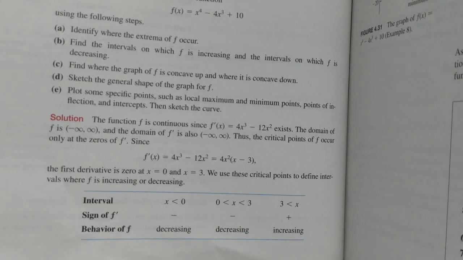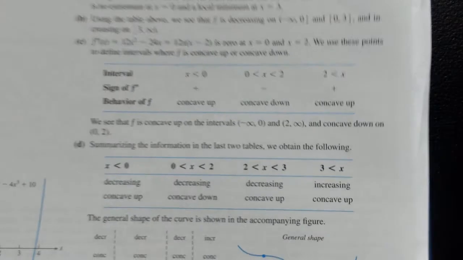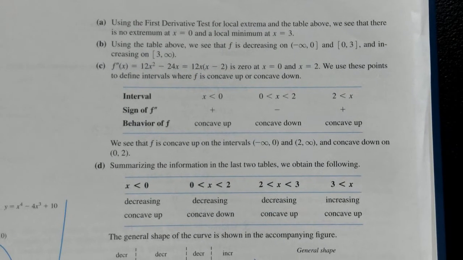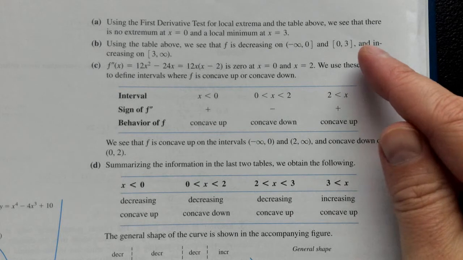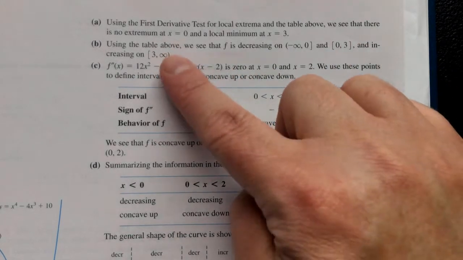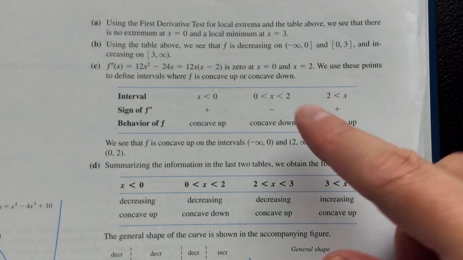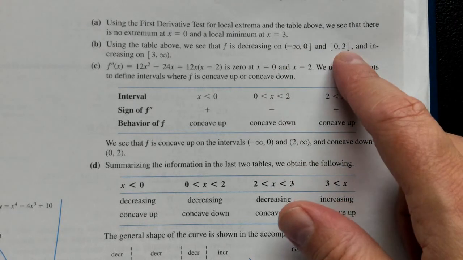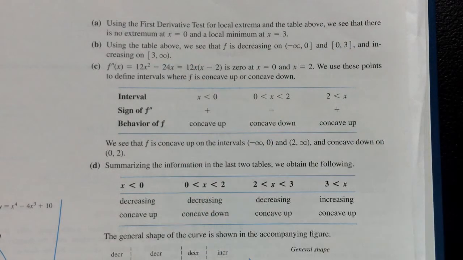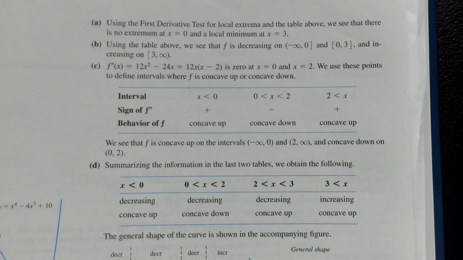So that's the first step. The next step is they said use the first derivative test, and there was no extreme at 0, and they had a local min at 3. Then they used their table to see where it's decreasing at those 2 spots and increasing at that spot. The next step they did was they took their derivative of the derivative.